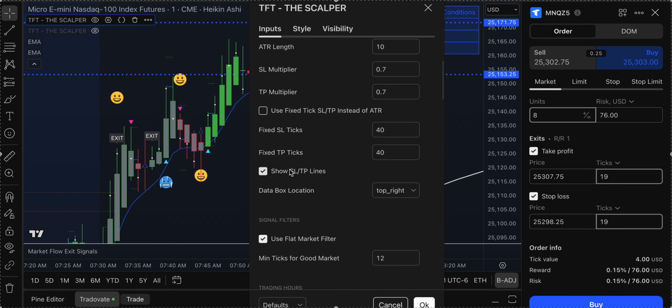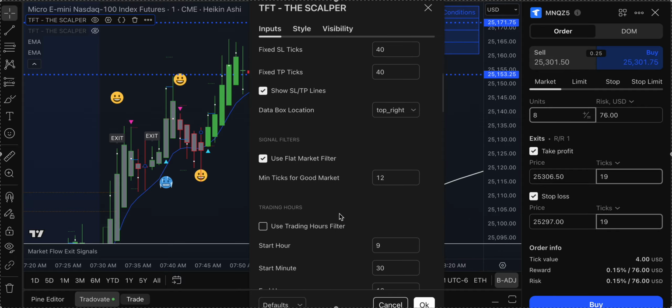All right, this you can move. You can take this box off. It'll delete the box here. You can move this to be in the bottom corner down here if you want, if you don't want it in the top. All right, flat market filter.